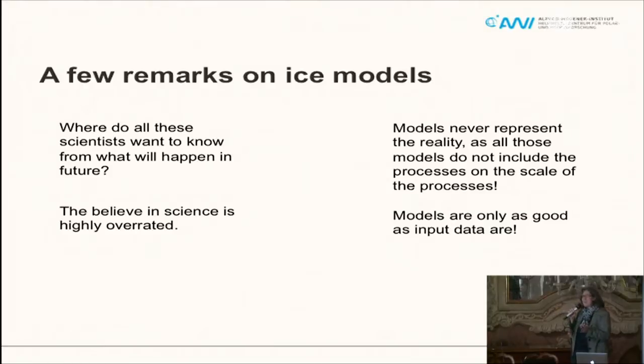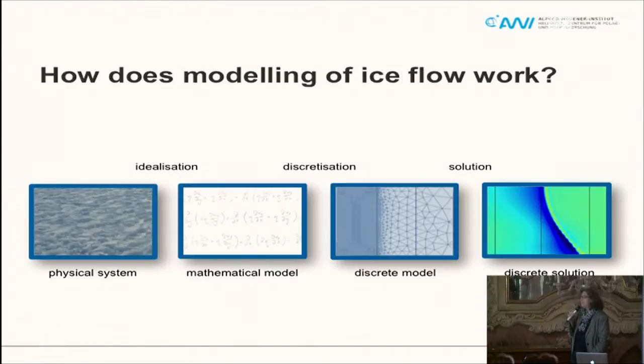Every model is only as good as the physical processes that are included and described. Of course, how else could it be? The other thing is we need input data, like the bedrock topography, for example. We need basal melt data, for example. And our models are only as good as the input data is, that's for sure. So what does this modeling mean? What do we really do?